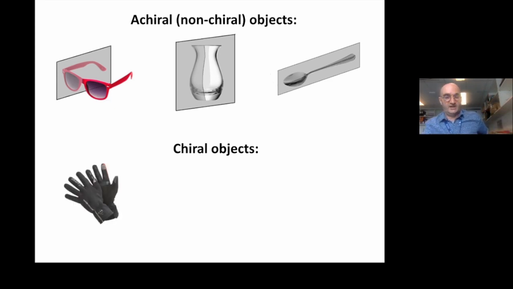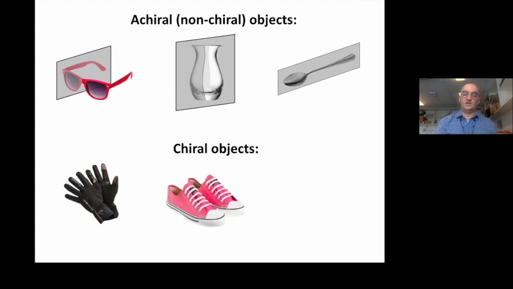A chiral object is a pair of gloves, the same as the hands. They cannot be superimposed. The shoes, one's left, one's right, clearly chiral, cannot be superimposed. And the screw, the thread would go in the opposite direction to the original, so that is a chiral object.